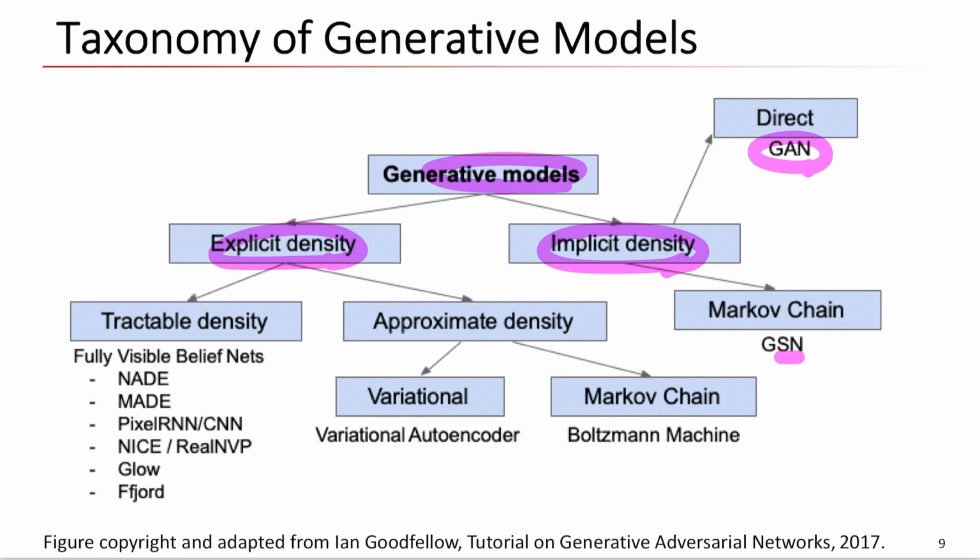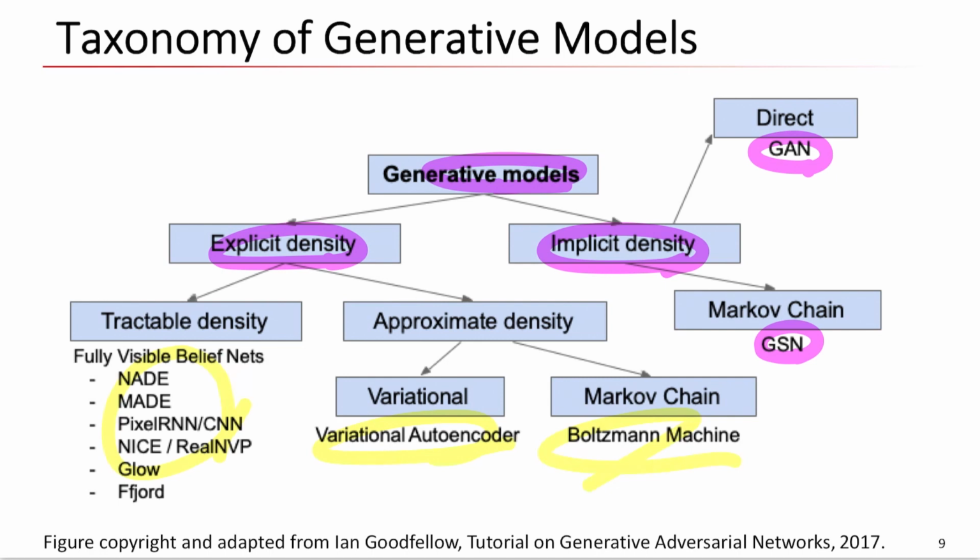So for example, GAN and GSN are kinds of implicit density. In explicit density, we use an explicit density model, something like the mean and covariance, or the mean and variance. Then we directly find the probability from the input signal or the input data set, something like the belief network, variational autoencoder, and Boltzmann machine, something like this.